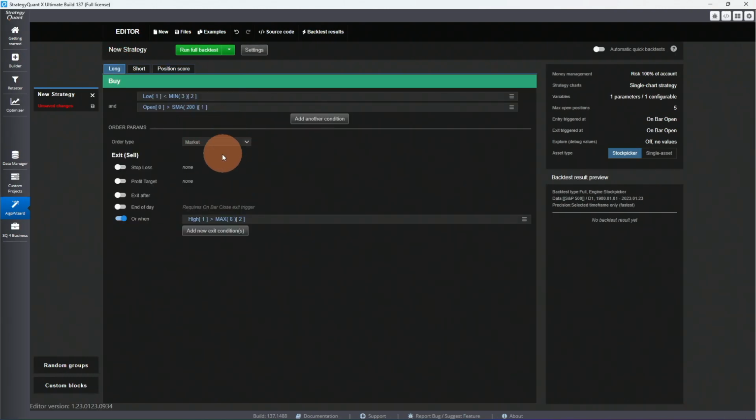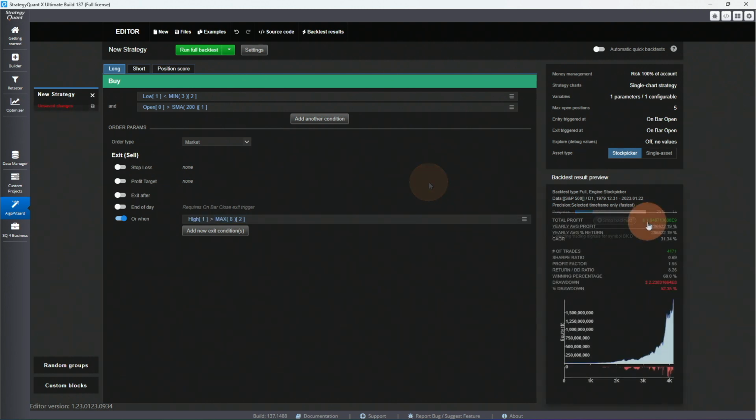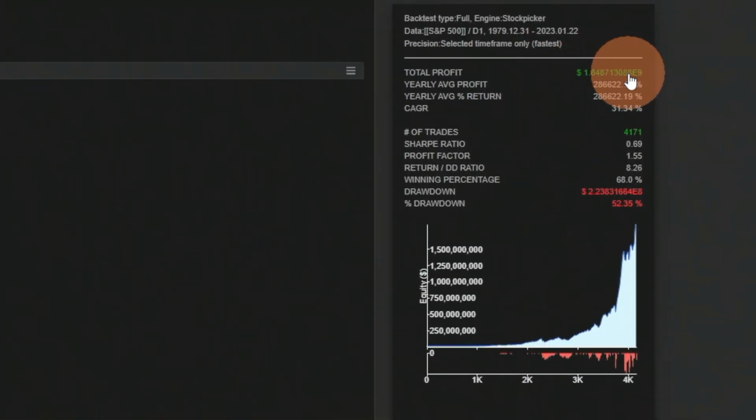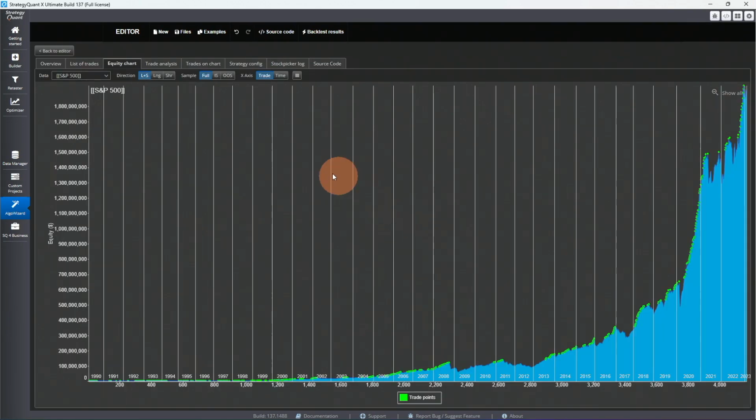We're entering with a market order, no stop loss, no nothing. We're just exiting when we are hitting the high. So let's run a full backtest. First problem is connected to SQX. As you see, the number is, this is exponent 9. That means there are 9 zeros. And the reason is the position sizing.